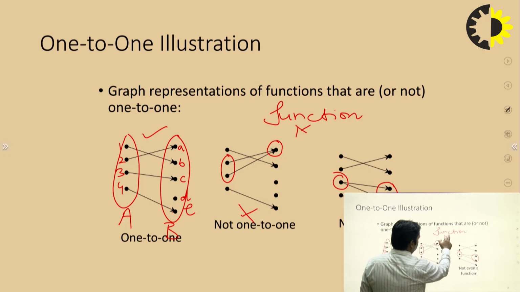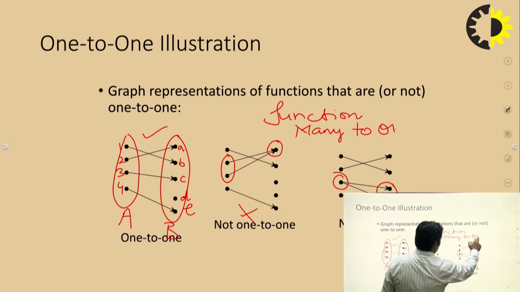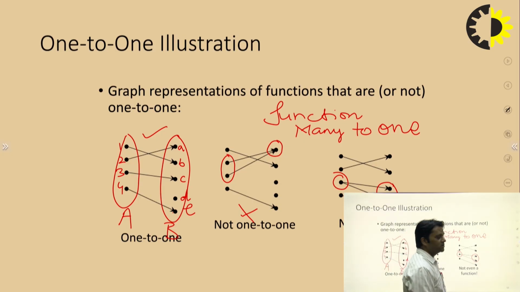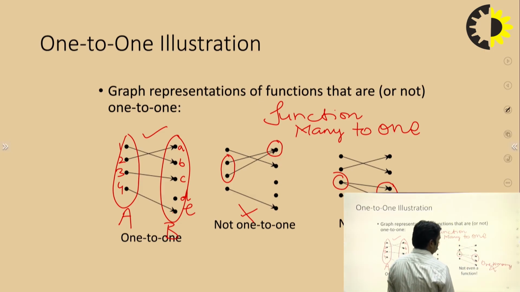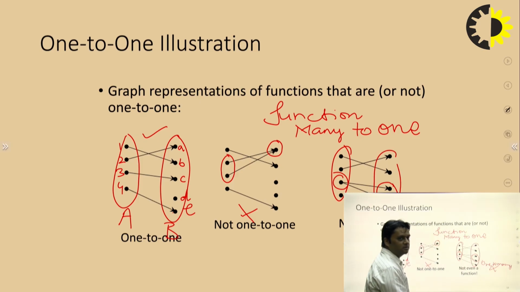Many to one is allowed for a function, but one to many is not a function. So in this diagram of A and B sets, this is not a function, not even a function.